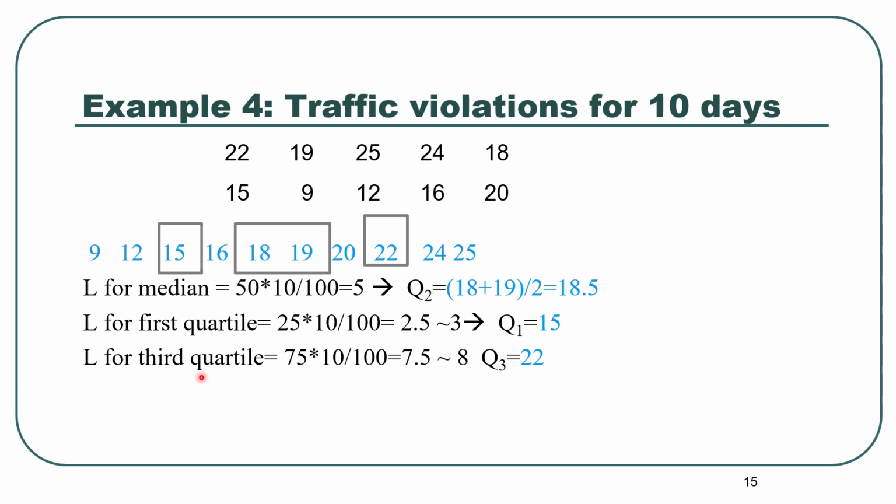And for L3, the third quartile, again 75 is the rank of my Q3, which is the 75th percentile, times 10. 10 is again how many data we have, over the 100. It's gonna give me 7.5, and this is not a whole number, so we're gonna round it up to 8, which means our Q3 is 22. Now the interquartile range is the difference between 22 and 15, which is 7, and this is a measure of the variability in the middle 50 percent of my data.